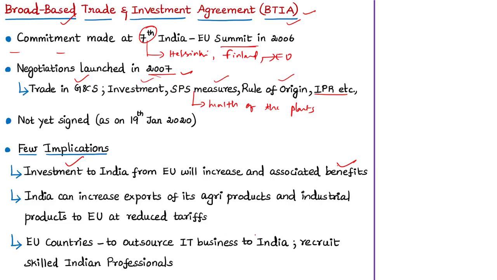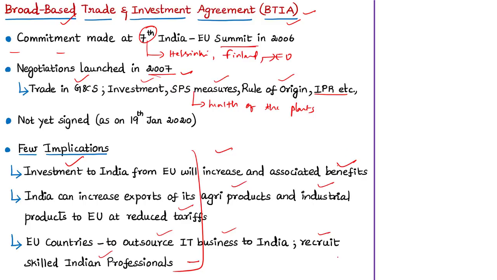Then India will be able to export its food products and industrial products at reduced tariffs. Then European countries will be able to outsource IT business to India, and they may recruit skilled and talented Indian professionals. These are a few implications of this agreement. So we'll be discussing more about this agreement in the coming days. With this, we have come to the end of analysis of this news article.